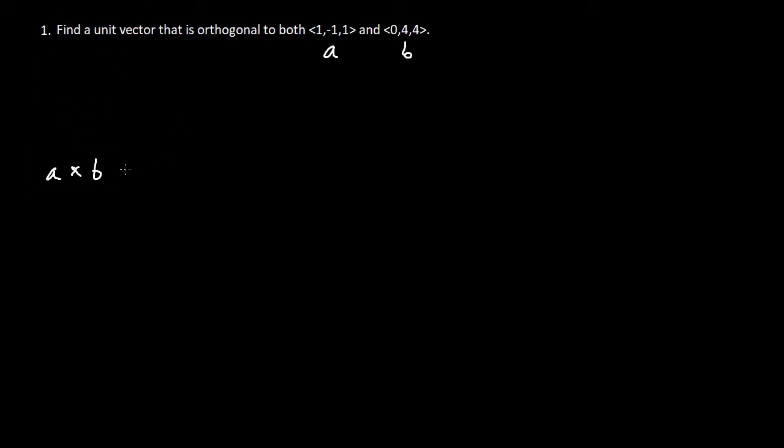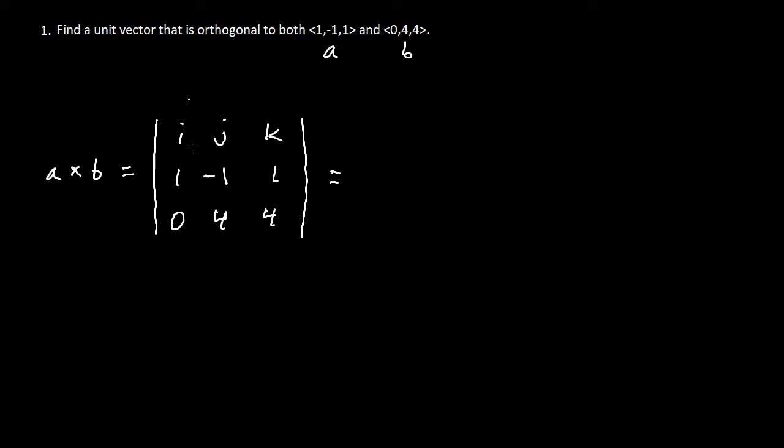So once again, we're going to create a matrix here with values i, j, and k. And since a is being multiplied first, let's go ahead and write its components from left to right. So 1, -1, and the z component of 1. And then b's x component is 0, y component 4, and z component 4. And then let's go ahead and put it in determinant notation.